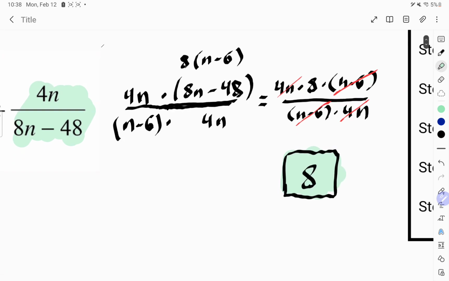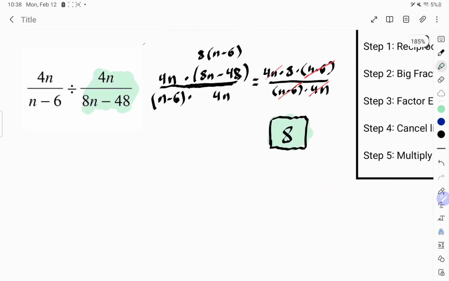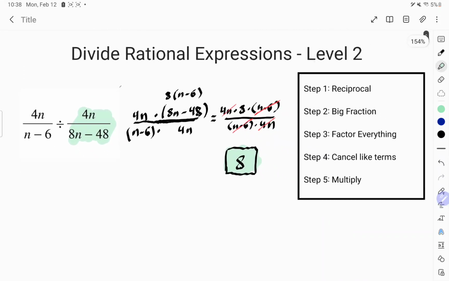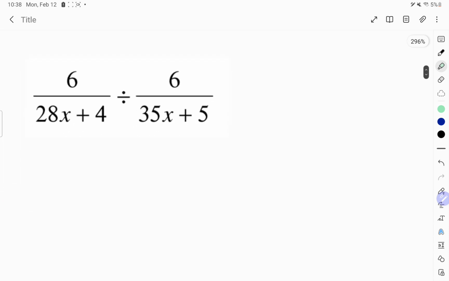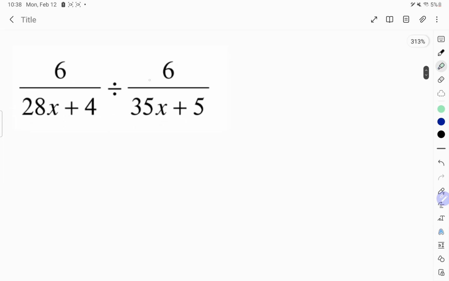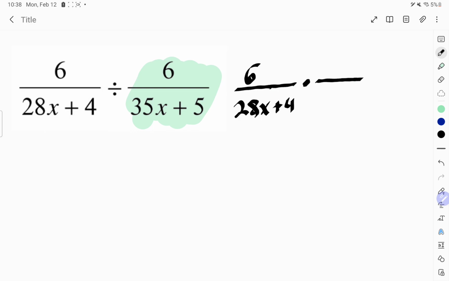Pretty easy. Let's go ahead and look at the next problem. So that wasn't too bad, right? Level 2 are pretty easy to work with. Same thing, we're going to follow the same rules. We're going to do the reciprocal of that one, so it's going to be 6 over 28x plus 4. Now multiply by 35x plus 5 over 6.